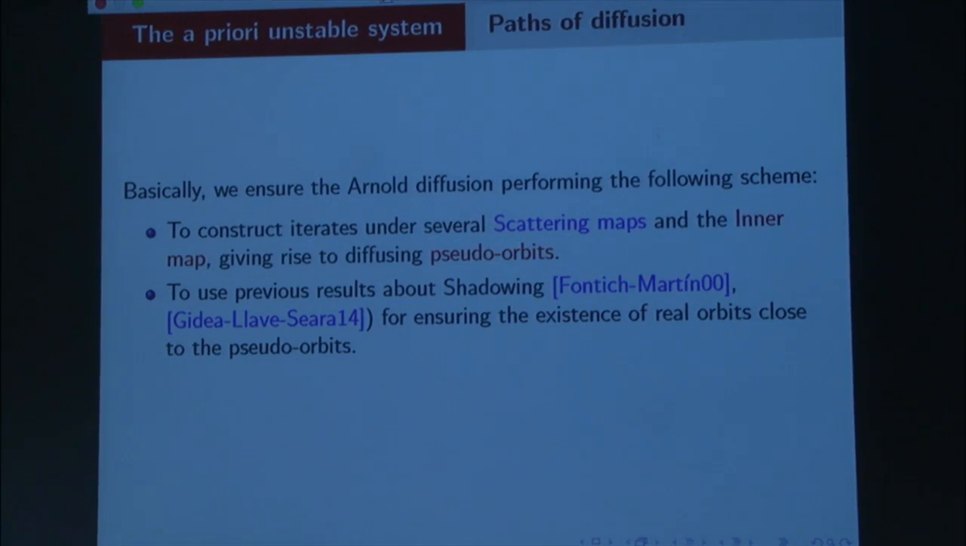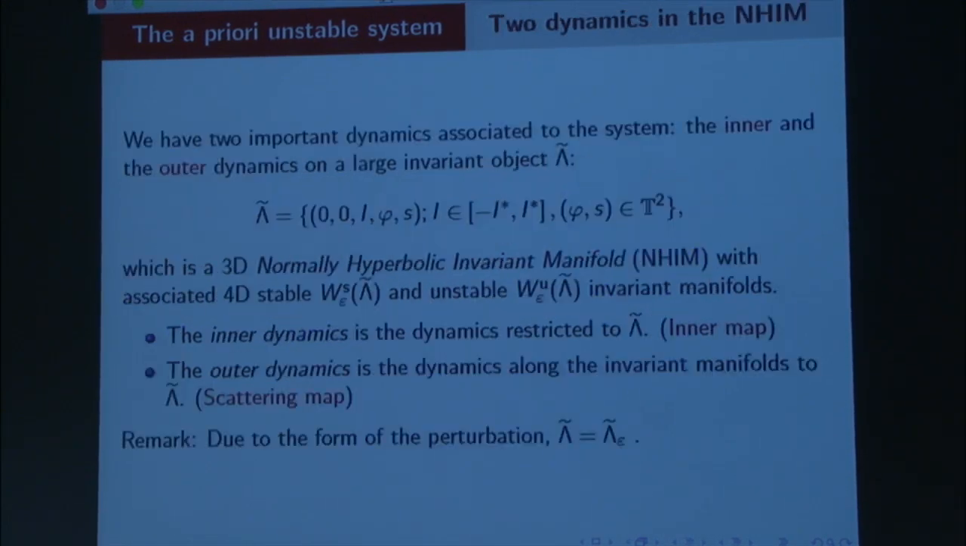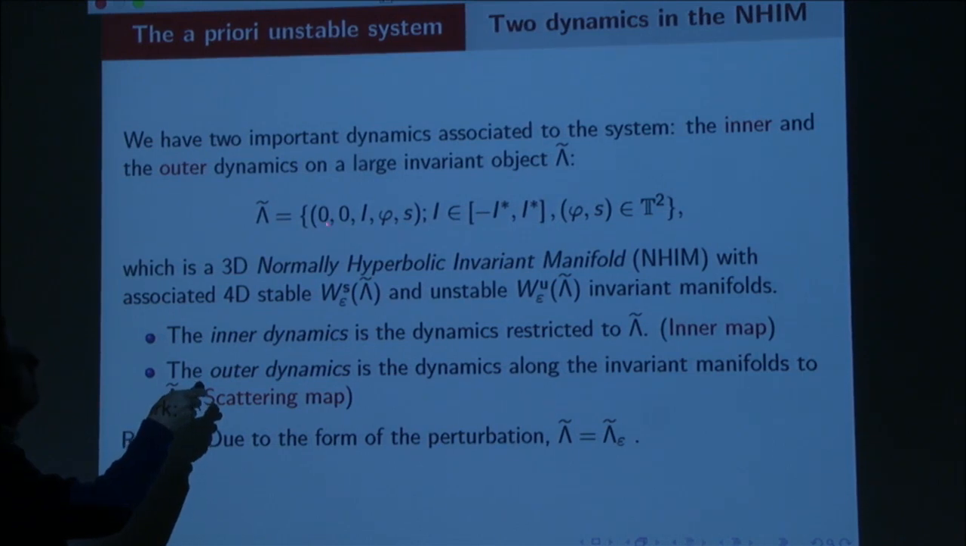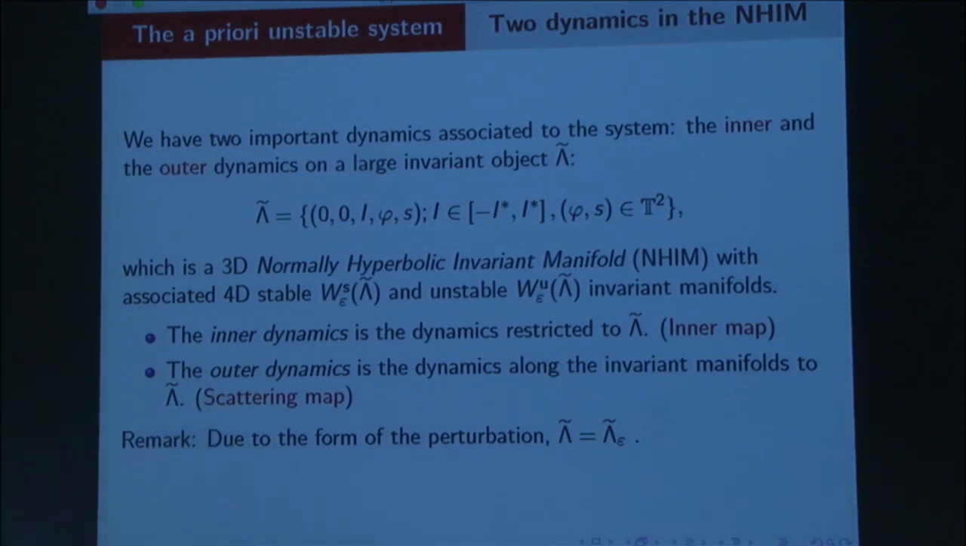Not so simple with 3.5 degrees of freedom, by the way. Good. So let me recall what this geometrical method is. There is a normally hyperbolic invariant manifold. In this case, I hope that we'll have a picture. This corresponds to the case when P equals Q equals 0, so the saddle point of the pendulum, that is invariant.